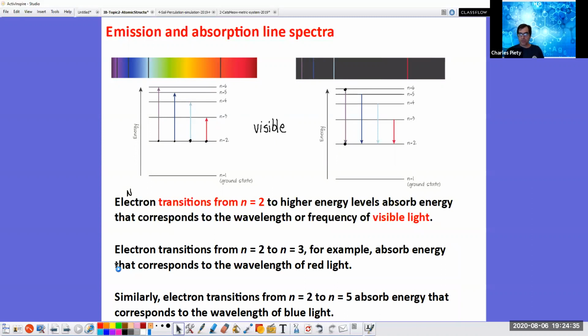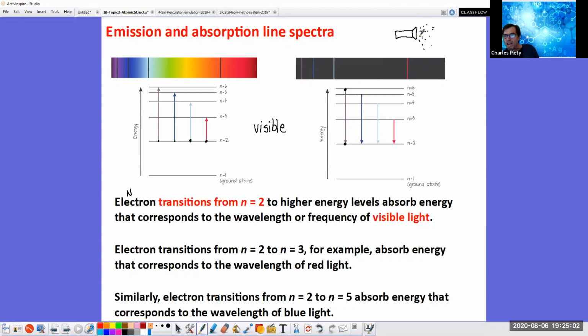Electron transitions from n equals 2 to higher energy levels, like this, absorb energy that corresponds to a wavelength or frequency in the visible light. So you could, I'm going to try to draw here. I'm not a great artist, but I like to pretend that I am. This is our flashlight. It's just giving us visible light.